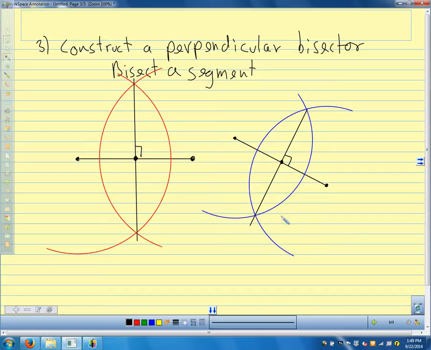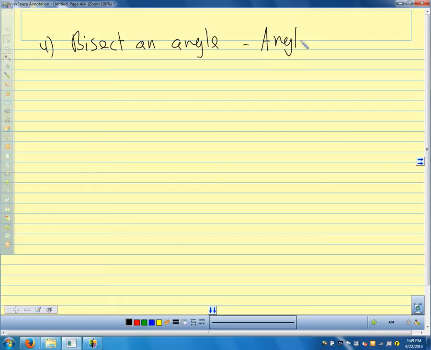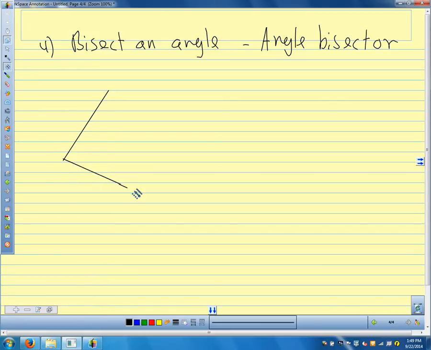Okay, the last one we're going to do today is bisect an angle. Or you'll also hear this one called the angle bisector. So we have this angle that we want to bisect. We want to cut it in half.